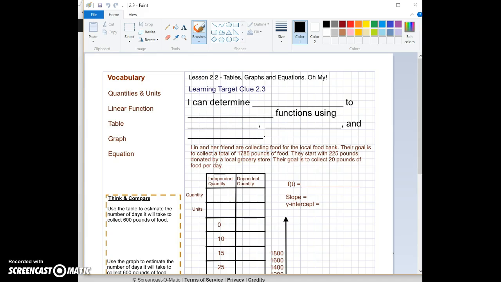We're on our third learning target clue, and we're going to go ahead and write that in right now. I can determine solutions to linear equations using tables, graphs, and equations. So make sure you've got all of that written in.